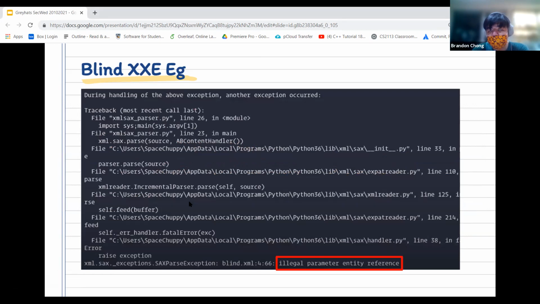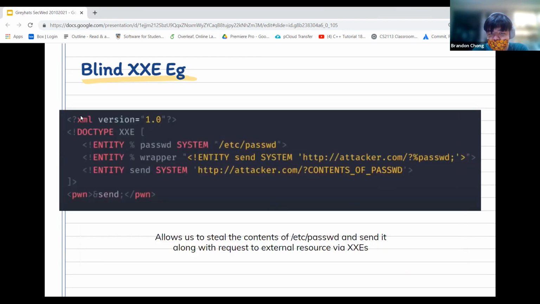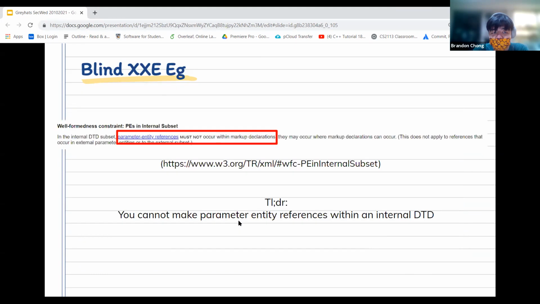So in theory, this should work. But when we actually try to call an actual parser to go through our data, we get an error. This error is an illegal parameter entity reference. So what exactly is the problem? Why doesn't this work in practice? Within the specifications for XML, it tells us that in internal DTDs, you are not allowed to make any parameter entity references.